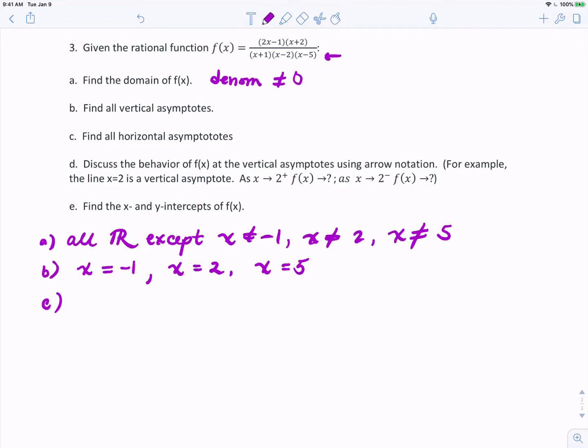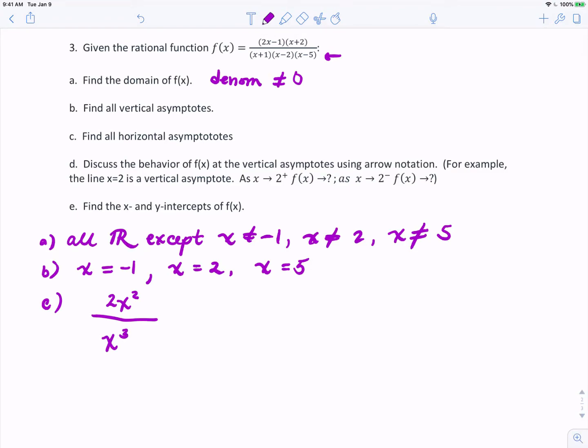Find all horizontal asymptotes. If we were to multiply the numerator together, the leading term would start with a 2x squared. And if you were to multiply the denominator together, the first term would start off with an x cubed.